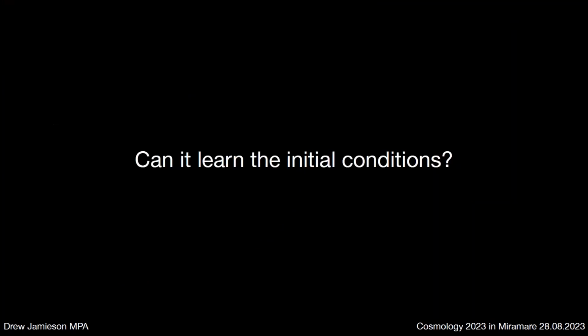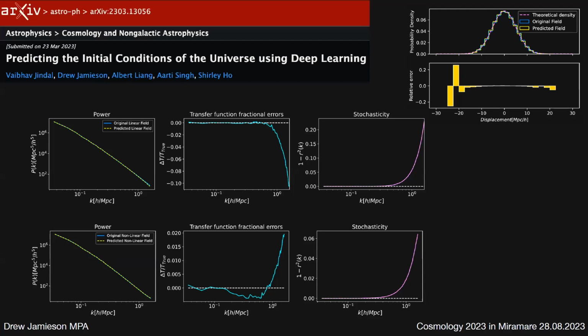Okay, another question is, can we do the opposite? Can we learn the initial conditions? This is a project that was done by a master's student, Jindal, who trained the network by swapping the output and input. And what we find is, yes, it basically performs just as well as the forward model and recovers a field that is very close to Gaussian. I was a little surprised by this. I thought this wouldn't work so well, but it actually works pretty well.